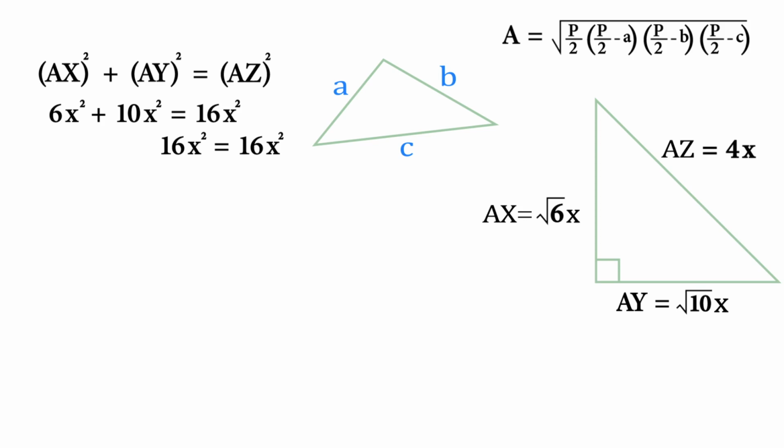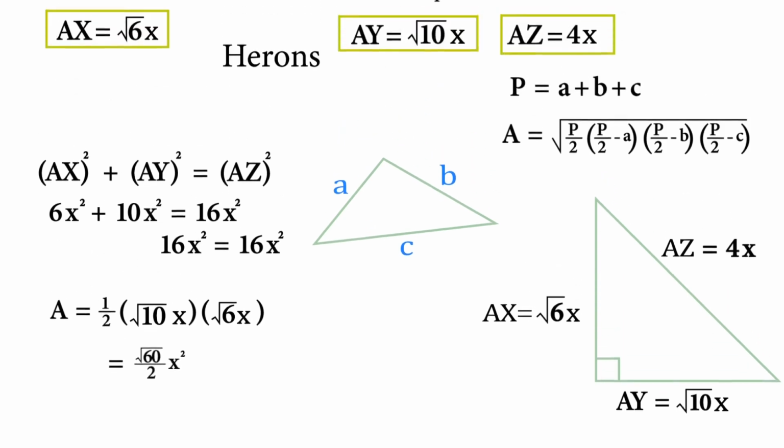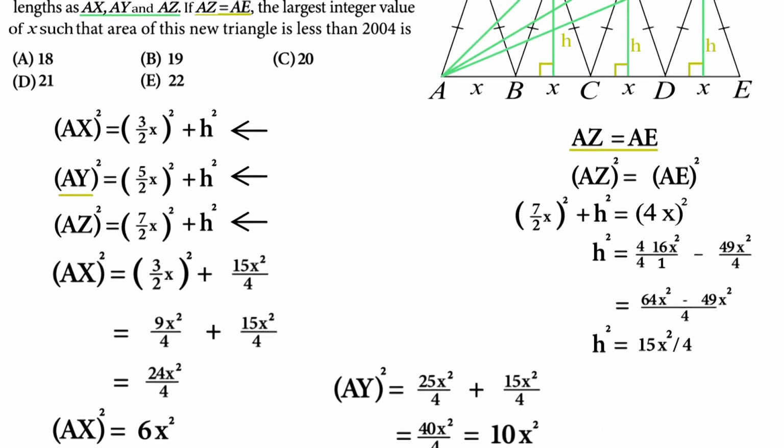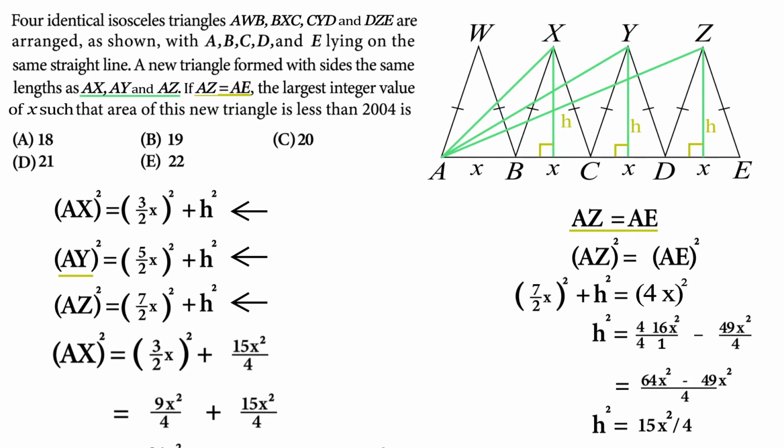We got it. So we can figure out the area using just the standard 1/2 base times height. 1/2 base, so root 10x times height, which is root 6x. Okay, great. So what does that give me? Root 60 over 2 x squared. And let's just go back to the question, remind ourselves what it is that they want.